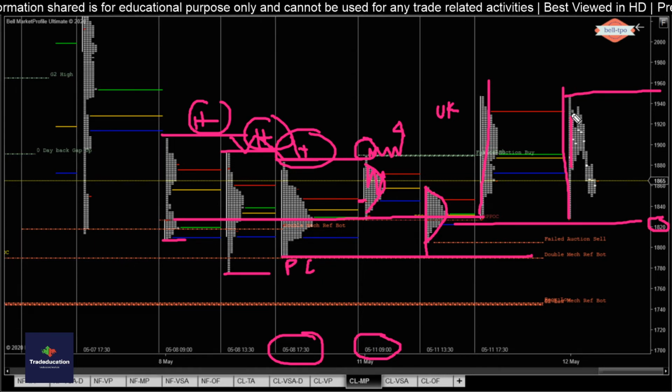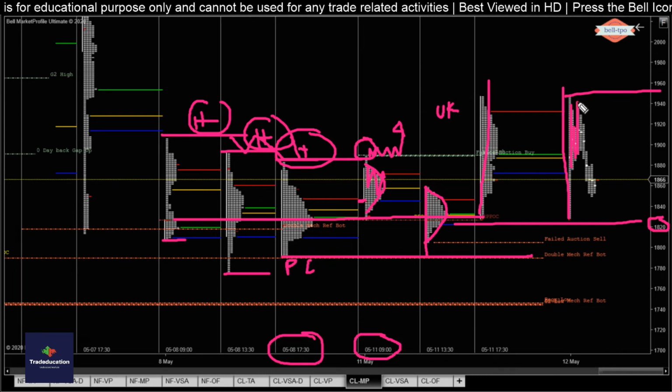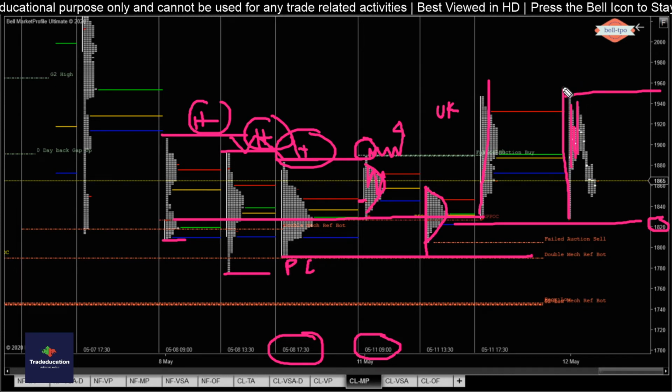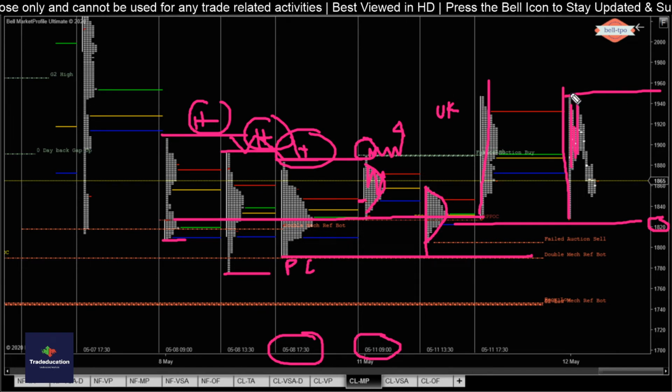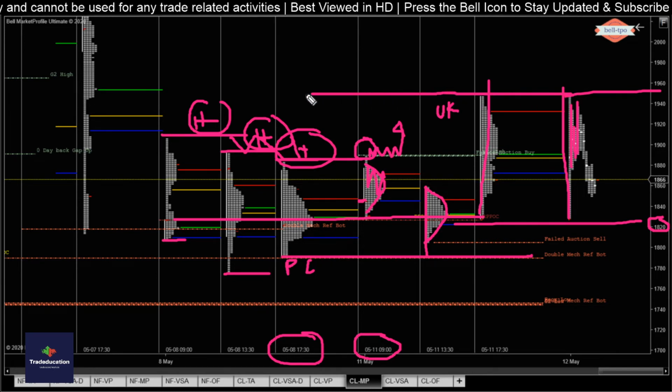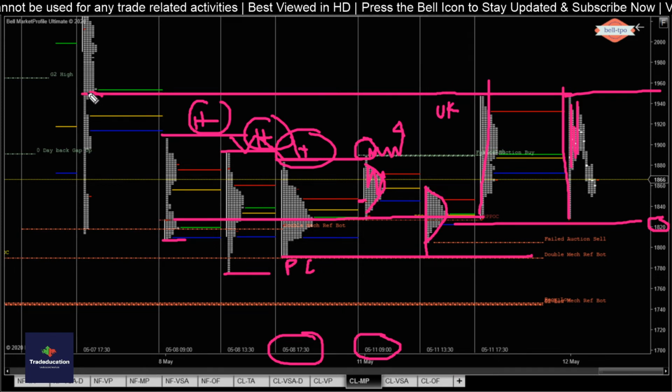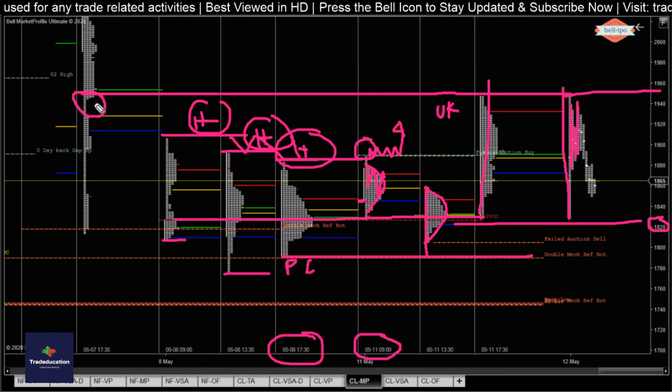Then we had an inside bar, then again one more inside bar. Then again it tried to shift higher, but it was not able to tag the highs. Where this auction stops is where the market profile gives you the clarity. If you see where the auction stopped, it stopped around this single print zone.